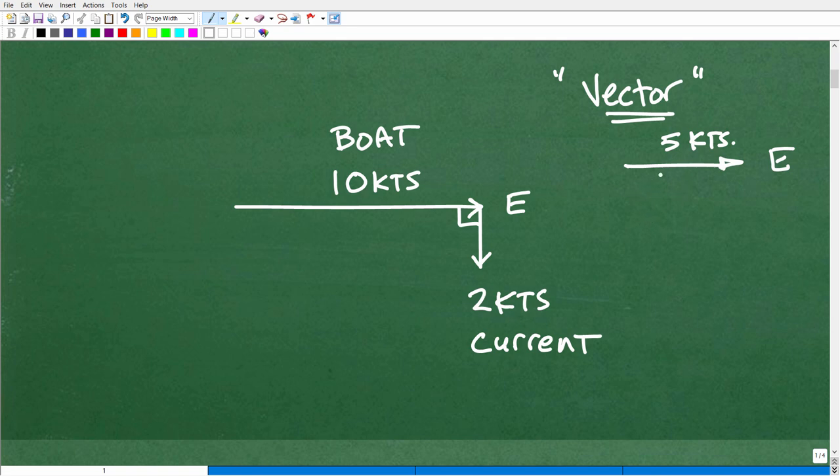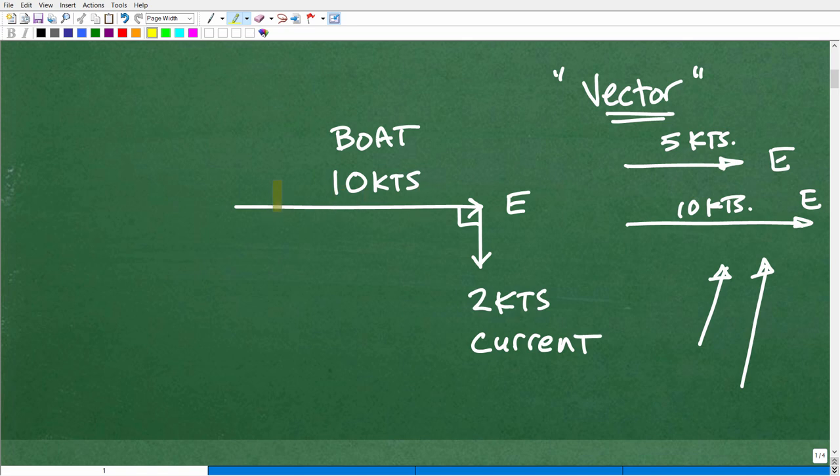So a boat that's going due east at 10 knots, the arrow would be twice as long, something like that. So this would be 10 knots. With vector math, the actual direction, this arrow is pointing due east, the direction makes a difference, and the length of the arrow makes a difference. So here, we're graphically representing what's going on with these arrows, and that's a vector. A vector has both magnitude and direction.